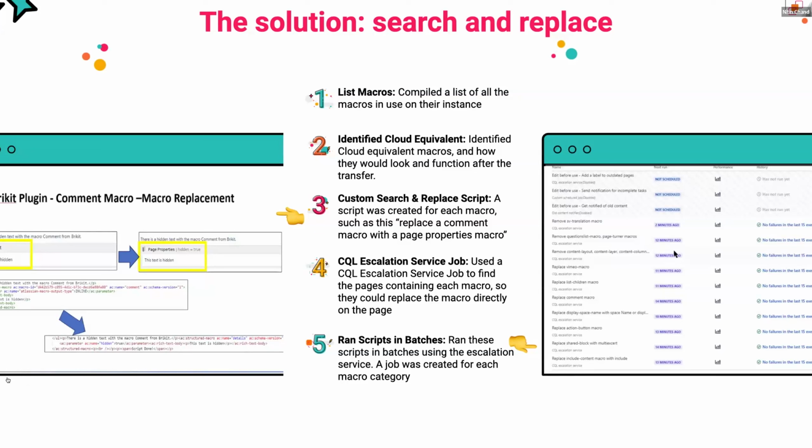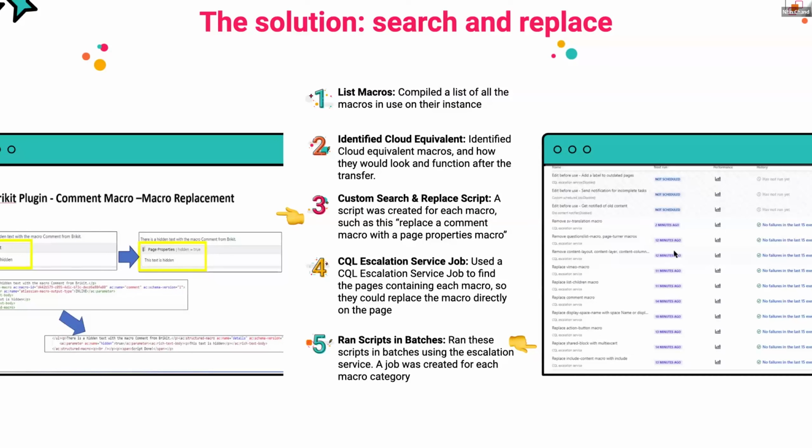This SQL query was set up to look for pages containing each macro and run a custom search and replace script for each resulting page. The custom search and replace script would then parse the page, select the route, and either remove some parameters, replace the macro, or remove it altogether.